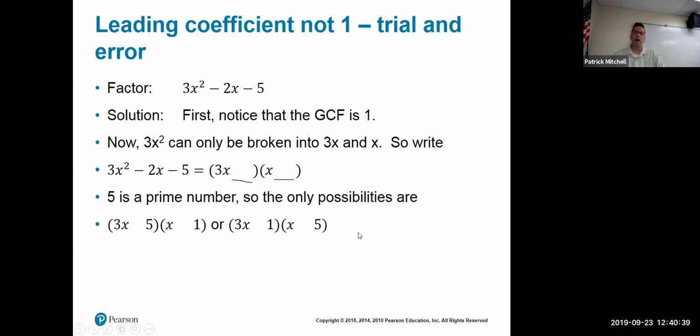Okay. So it has to be one of these. It has to be either 3x with a 5, x with a 1, or 3x with a 1, x with a 5. And the signs, I worry about those very last thing. Okay.